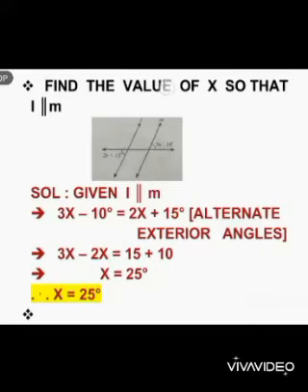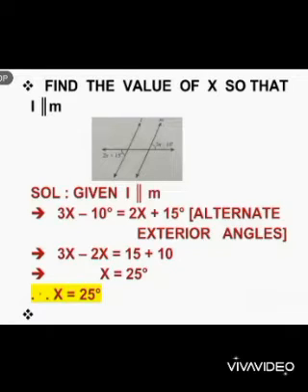Find the value of x so that L is parallel to M. Here, children, line L is parallel to line M, and this line is a transversal. You know that when a transversal cuts two parallel lines L and M, then each pair of alternate exterior angles are equal. So we have here 2x plus 15 and 3x minus 10 as alternate exterior angles. So 3x minus 10 will be equal to 2x plus 15.